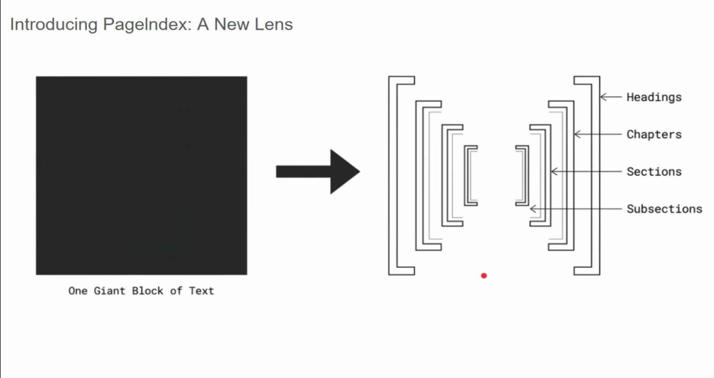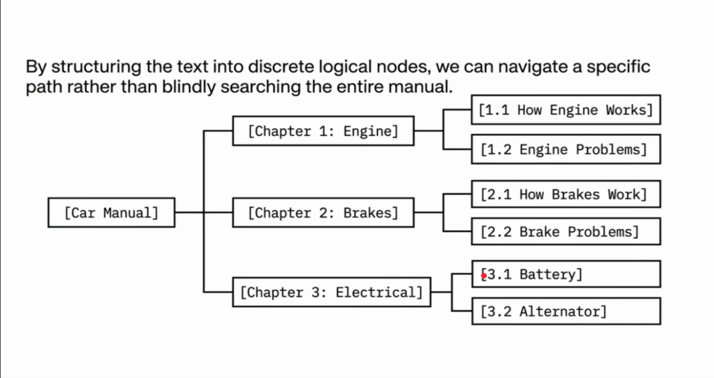Think about the table of contents of a book. For example, a car manual. And the table of contents looks something like this. Now this is our document tree. And now, instead of searching the entire document blindly, we can navigate through this tree.